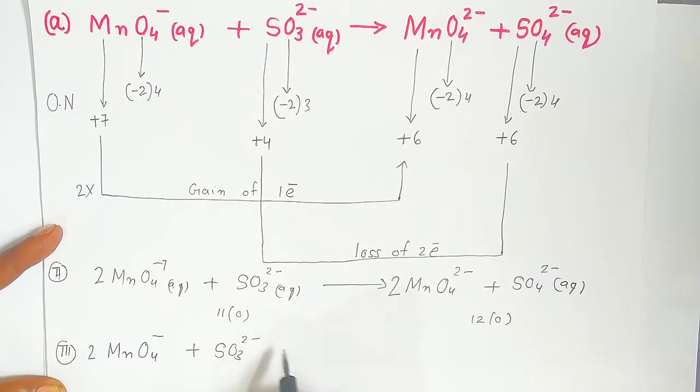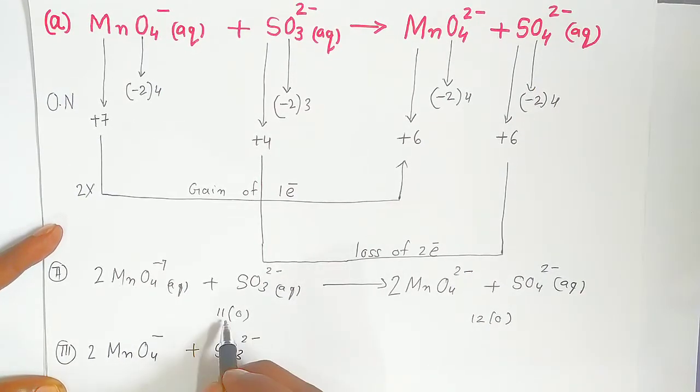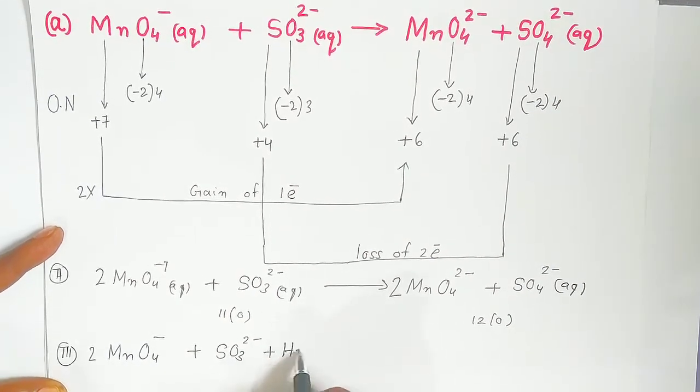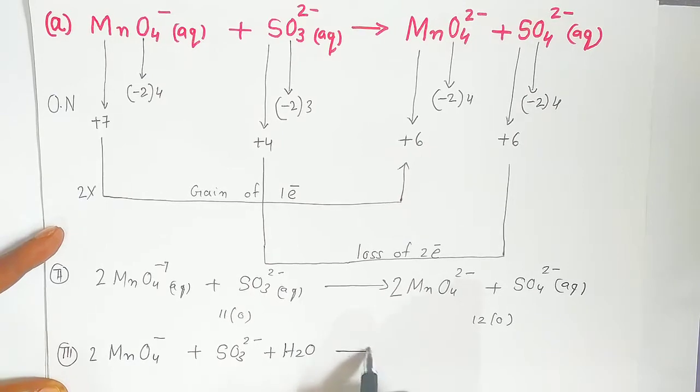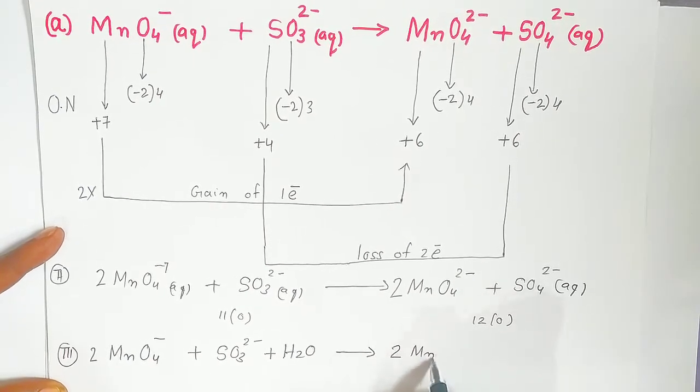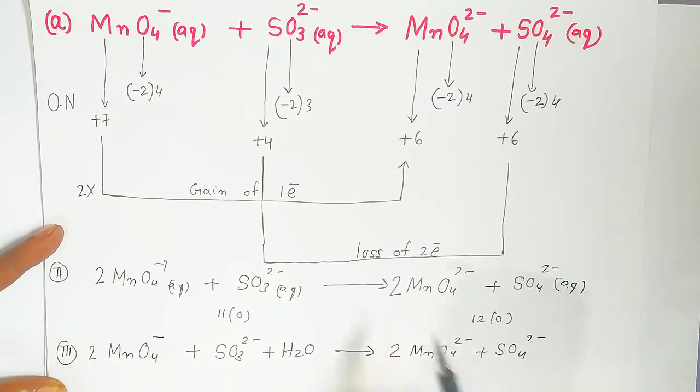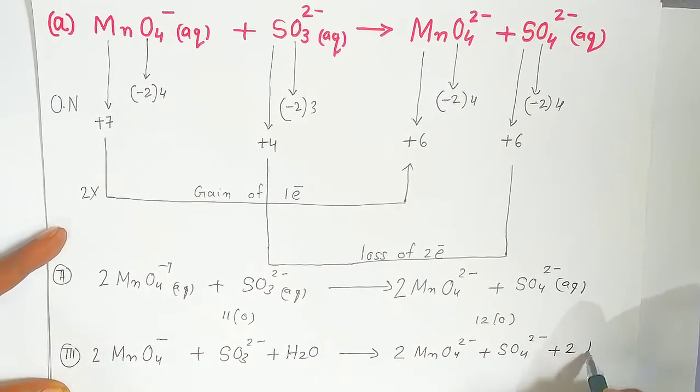SO3 2-, we are adding 1 water molecule, so it will become 12 oxygen on this side as well as this side. So we added 1 water molecule here. Okay students, 2 MnO4 2- and SO4 2-, because there is no hydrogen on this side, that means for the water molecule you have to write 2 protons on this side.